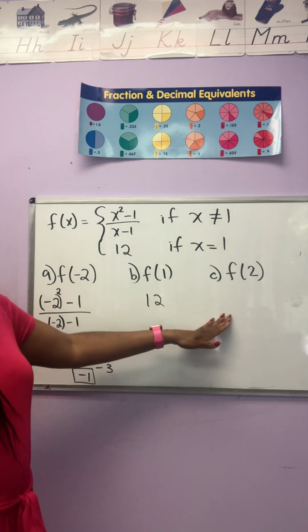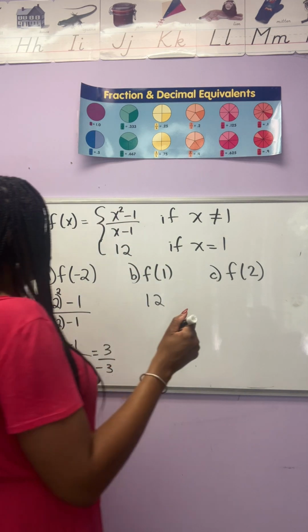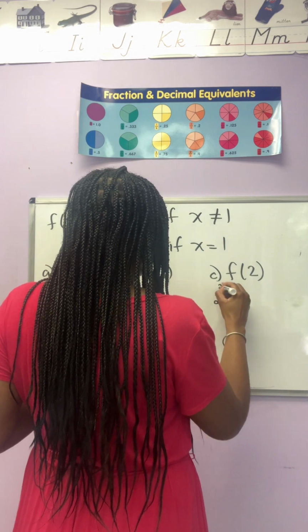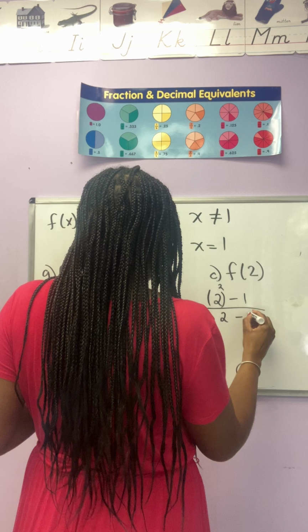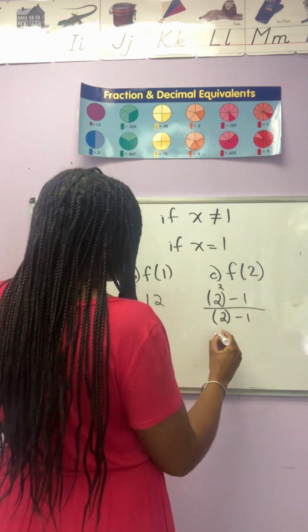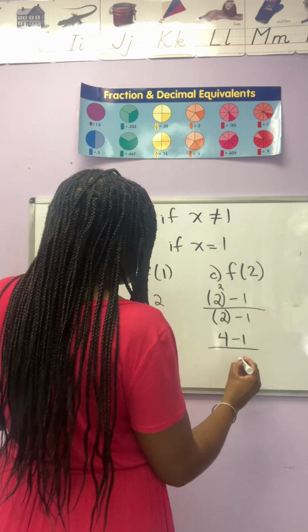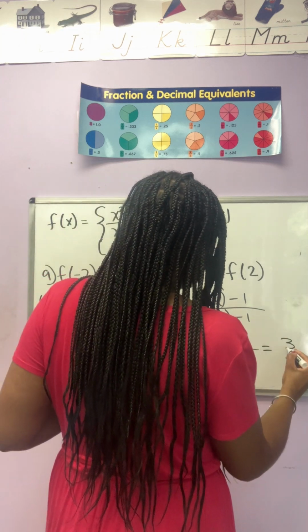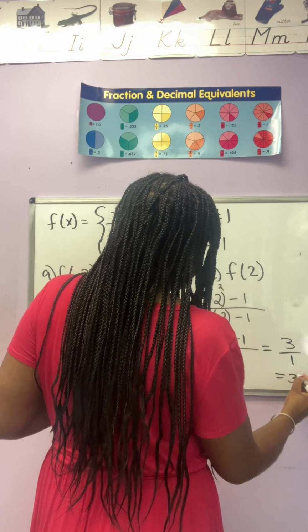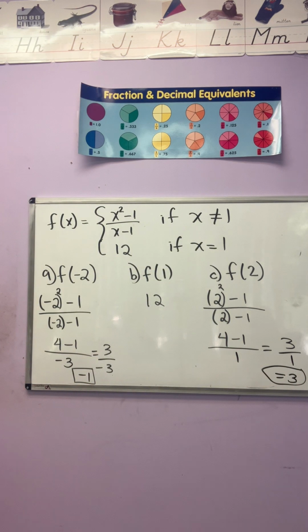Now this one again, it's not equal to 1, so we're going to use the top equation. So 2 squared minus 1 over 2 minus 1. 2 squared minus 1 is 4 minus 1, and we have 2 minus 1, which is 1. 4 minus 1 is 3, and we have 3 for that one. So that's how you would do these equations. And often, yeah, you do have to graph these too. So it's always interesting to see how they look when they are graphed.